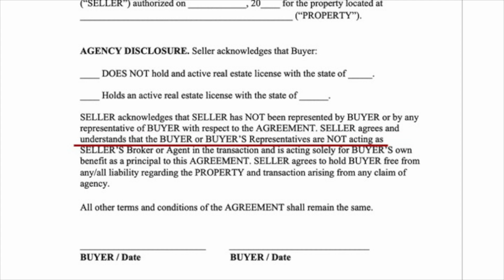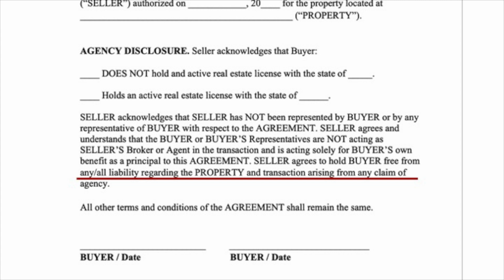The seller agrees and understands that the buyer or the buyer's representatives are not acting as the seller's broker or agent in the transaction and is acting solely for the buyer's own benefit as a principal to the agreement. The seller agrees to hold the buyer free from any and all liability regarding the property and the transaction arising from any claim of agency.